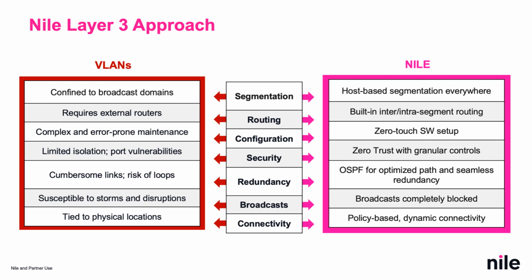As you can see, Nile's Layer 3 architecture not only solves the inherent challenges of VLANs, but also sets a new standard for how networks should operate: secure, scalable, and automated. This approach forms the foundation for a simpler, more modern network that eliminates decades of complexity.